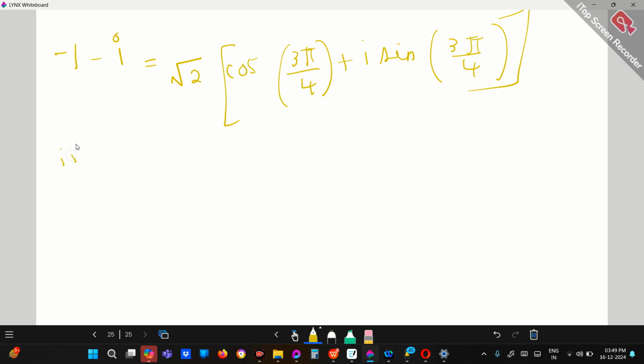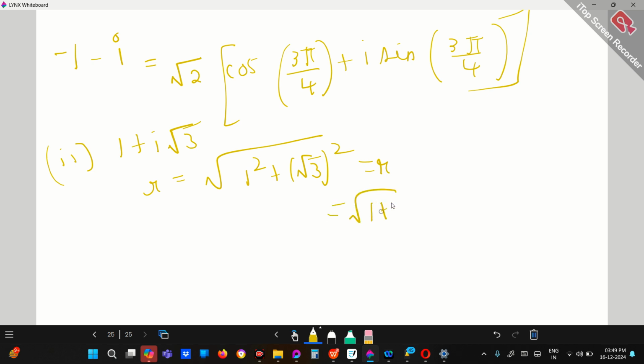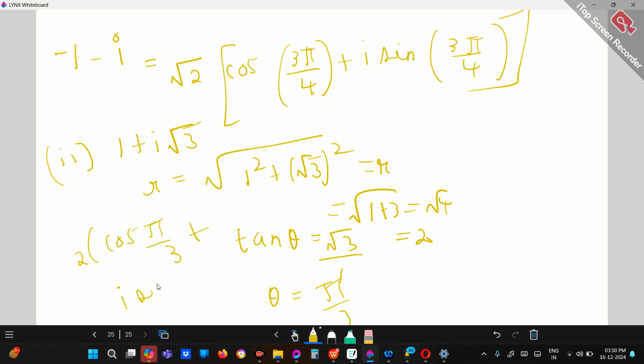Yes. And the next sum is 1 plus i root 3 in polar form. R is equal to root of 1 square plus root 3 the whole square. 1 plus 3 is root 4, which is 2. Tan theta is equal to root 3 by 1, so theta is equal to 60 degrees, pi by 3. So it is 2 into cos pi by 3 plus i sin pi by 3.